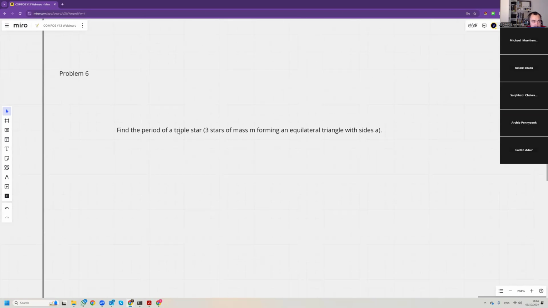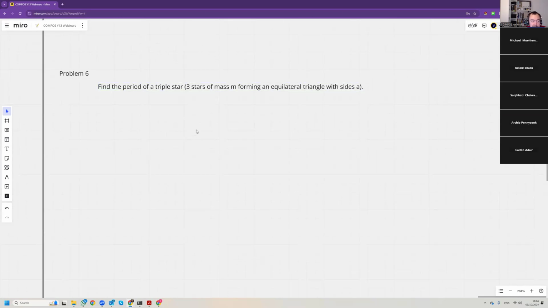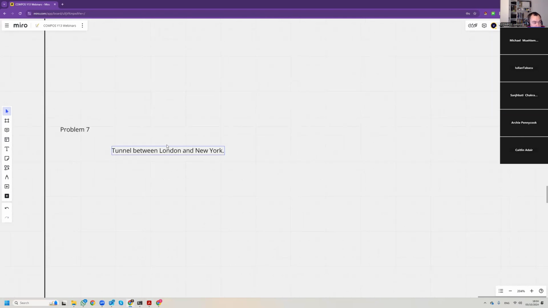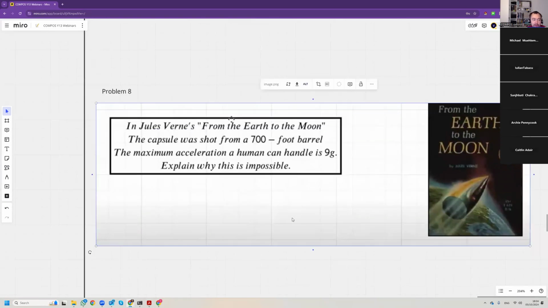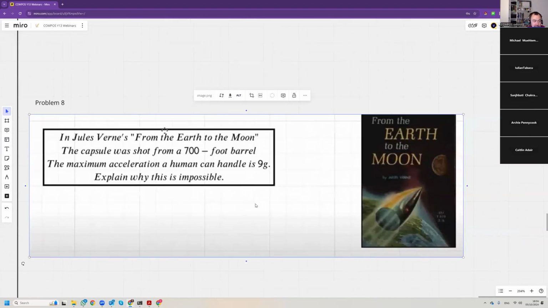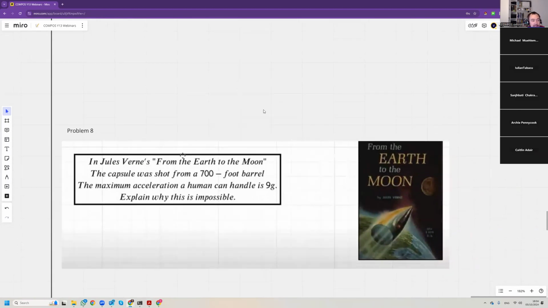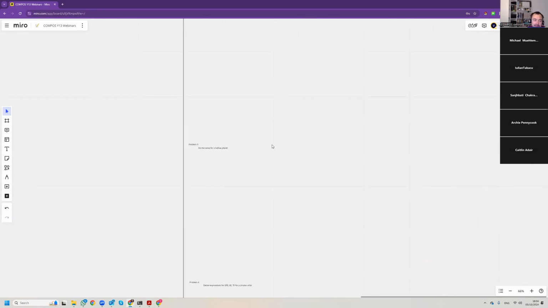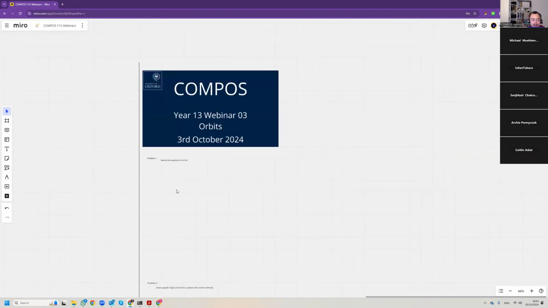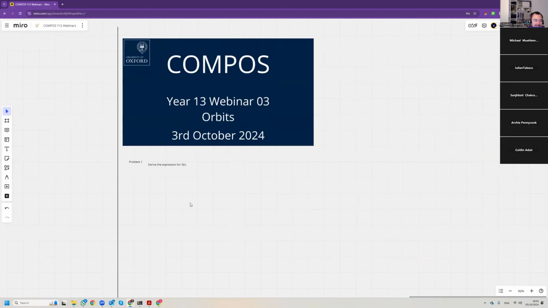For problem 6, we'll find the period of a triple star, so very similar, but now a triple star. We'll try to build a tunnel between London and New York, where trains won't go without fuel. And problem 8 is going to be Jules Verne's From the Earth to the Moon. I've done this question before in the previous webinar, so we'll talk about this book a little bit and why it is not possible to launch a person to the moon from a cannon. Maybe the answer is obvious to you, but we'll look into it with a little bit more detail.